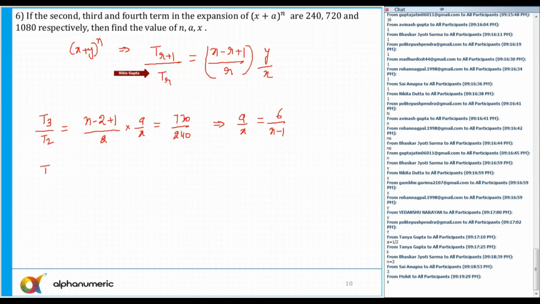Similarly, we can find out the ratio of fourth to third term. So fourth to third term, r is equal to 3. So I can say n minus 3 plus 1 upon r is equal to 3 into a by x. And fourth term upon third term is equal to 1080 upon 720. So from here, what is the value of a by x? Please tell me, all of you. What is the value of a by x from this one?